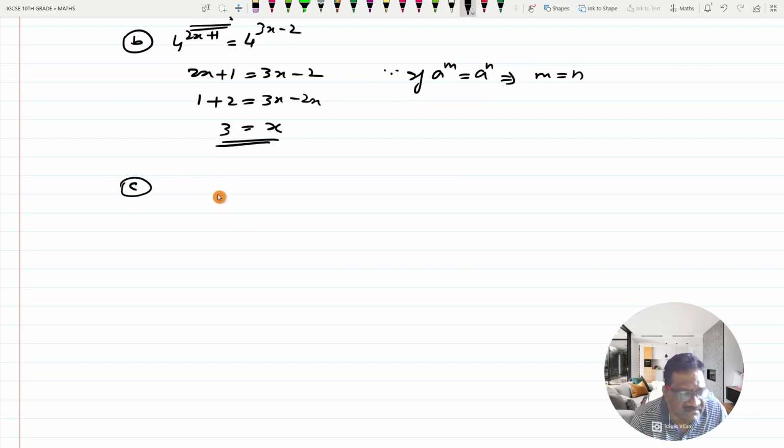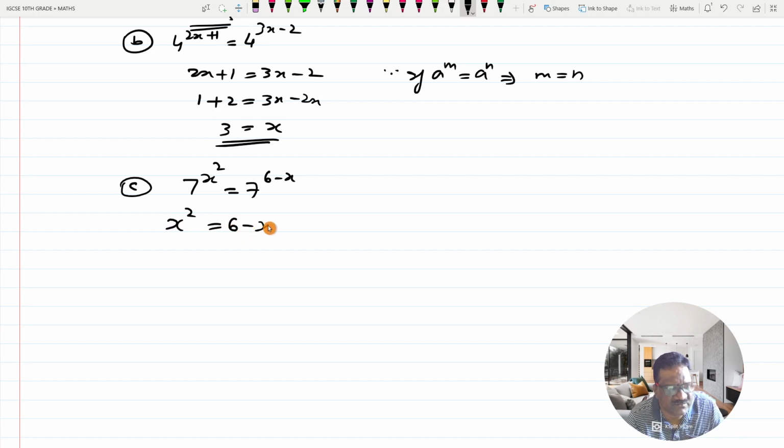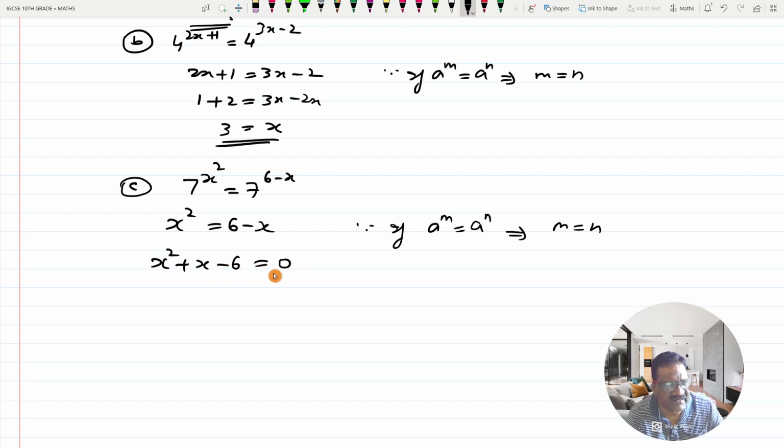C says that 7 raised to x square is equal to 7 raised to 6 minus x. Again, because the bases are equal, I can write x square is equal to 6 minus x, because if a raised to m equals a raised to n, it implies m is equal to n. Now this can be written as x square plus x minus 6 equal to 0. You get a quadratic equation. So let us solve this quadratic equation.